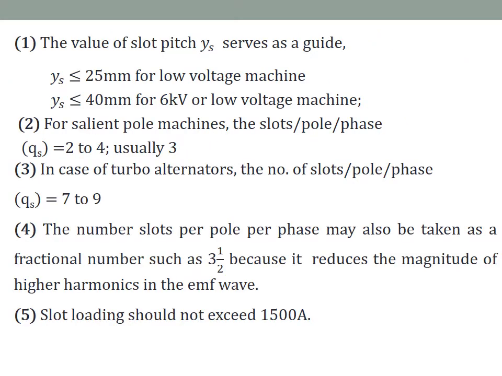Now to select the slot pitch Ys, some guidelines have been given. Ys should be less than or equal to 25 mm for low voltage machines. Ys should be less than 40 mm for 6 kV or low voltage machines. For salient pole machines, slots per pole per phase, that is Qs, should be 2 to 4, usually 3. In case of turbo alternators, the number of slots per pole per phase Qs is 7 to 9. The number of slots per pole per phase can also be taken as fractional numbers such as 3.5, because it reduces the magnitude of higher harmonics in the EMF wave. Instead of 3, we can take 3.5.